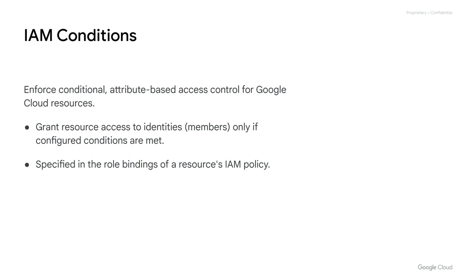Conditions are specified in the role bindings of a resource's IAM policy. When a condition exists, the access request is only granted if the condition expression evaluates to true. Each condition expression is defined as a set of logic statements allowing you to specify one or more attributes to check.